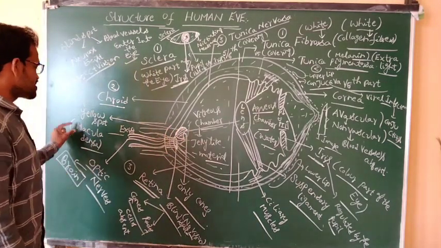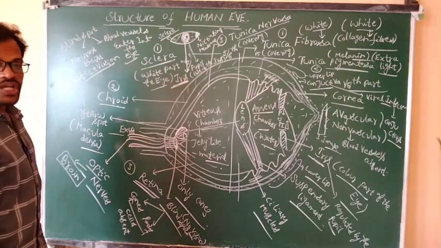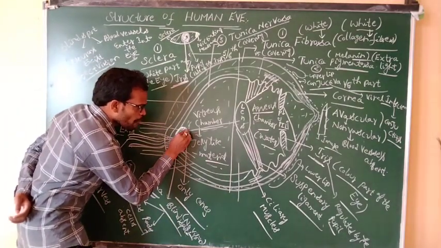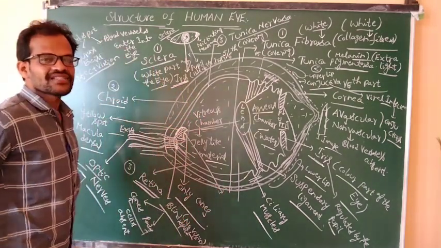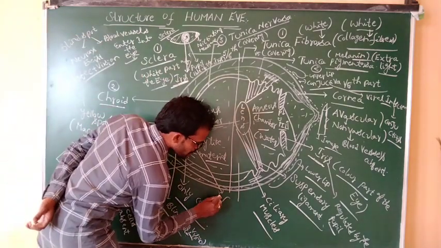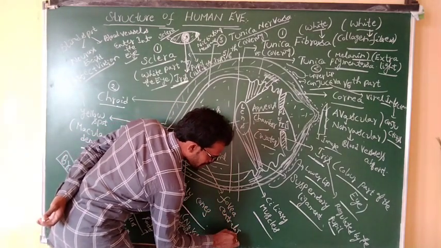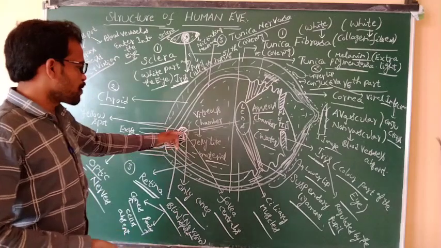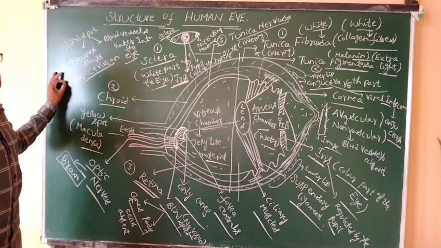The yellow spot is the macula densa. This macula densa consists only of cone cells. The small depression of the macula densa is known as the fovea centralis. It is a small depression of the yellow spot, and it consists only of cone cells. The cone cells give perfect vision.